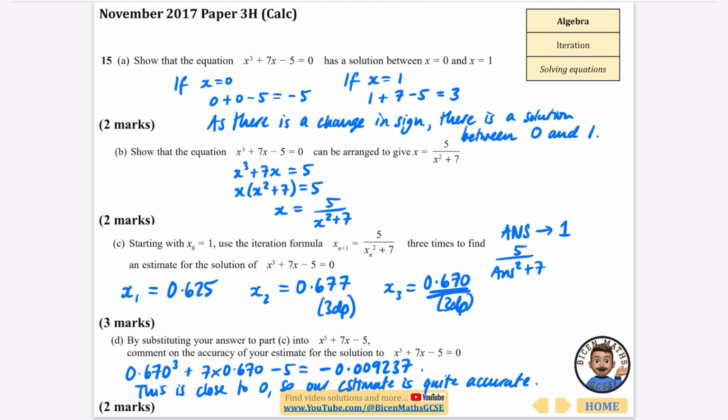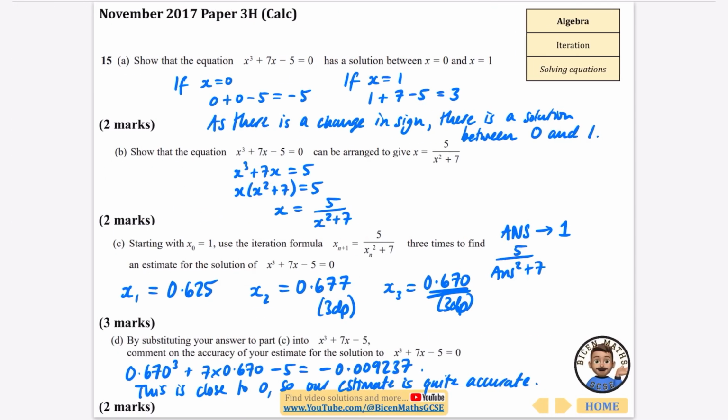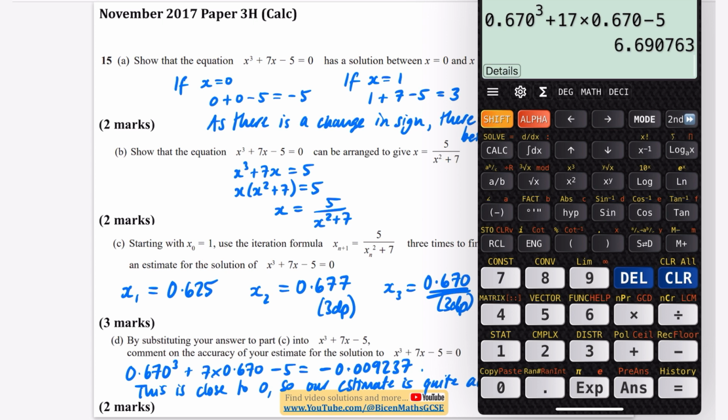So let's see how they've phrased this. So first of all, we've got that it changes sign from minus 5 to 3. And then we have got the rearrangement. We've got our 0.6704. So they actually wanted it to 4 decimal places. So I might need to go back and change that one. Substitutes the answer into the expression and has an appropriate comment. It's accurate as the answer is close to 0. So actually I think they would have wanted these things to 4 decimal places.